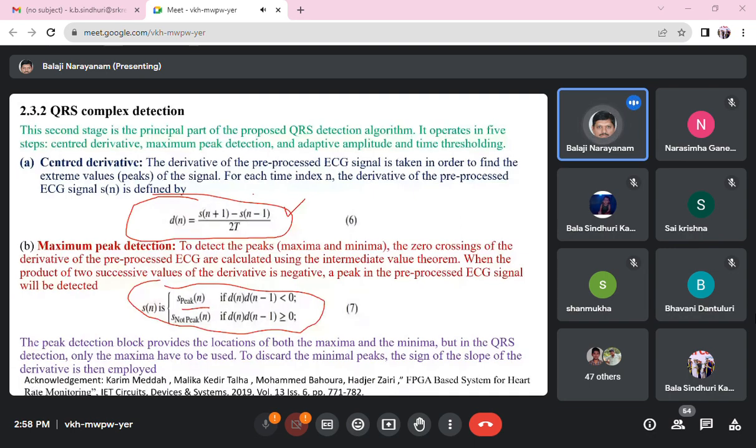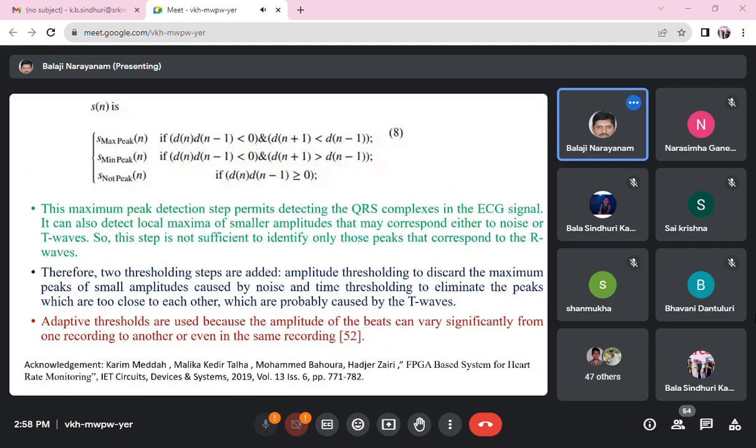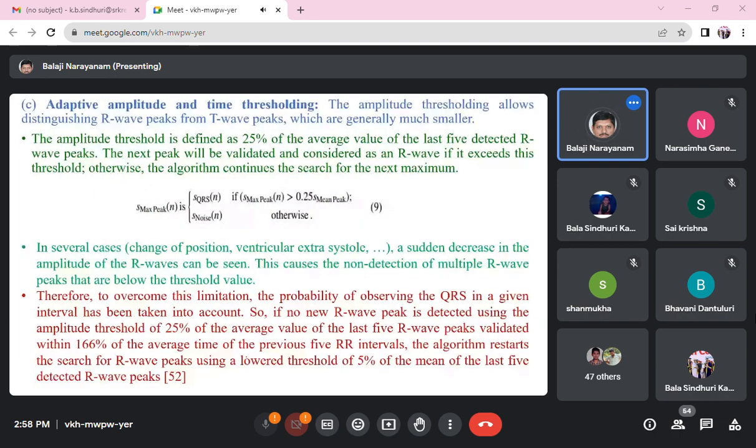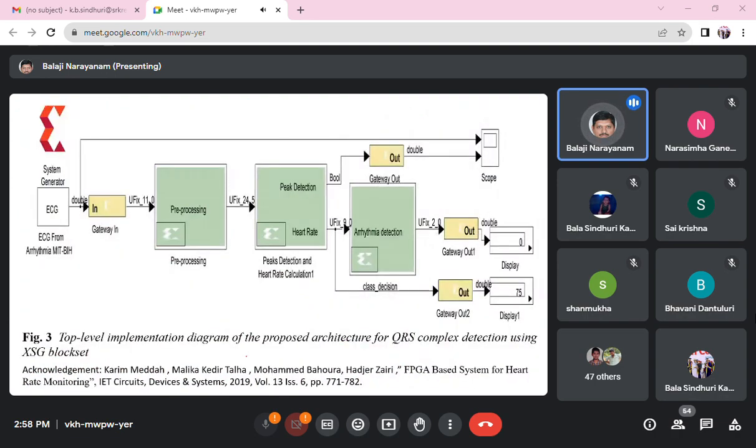Okay, zero crossing. To detect the peaks, the zero crossing of the derivative of the pre-processed ECG is calculated using the intermediate value theorem, and these are the equations that are used. We may also use adaptive thresholds, because the amplitude of the beats can vary significantly from one recording to another recording.